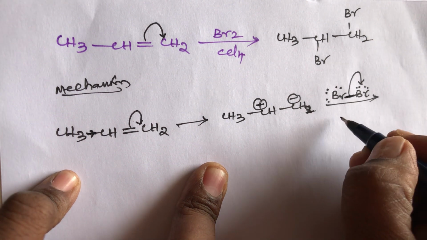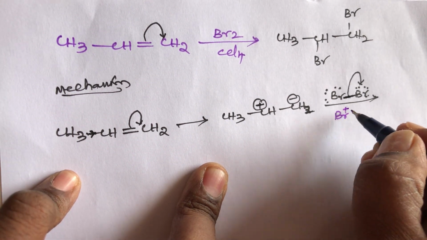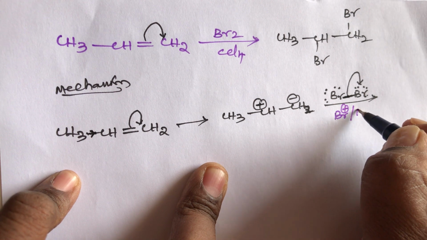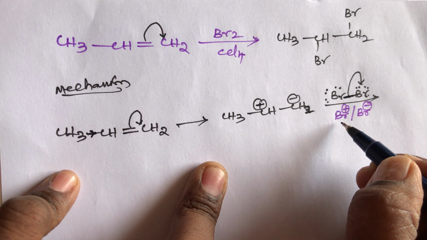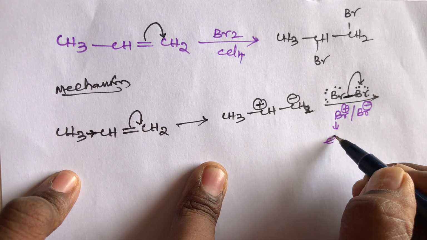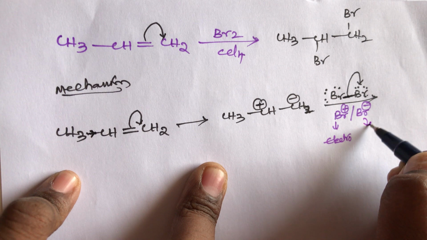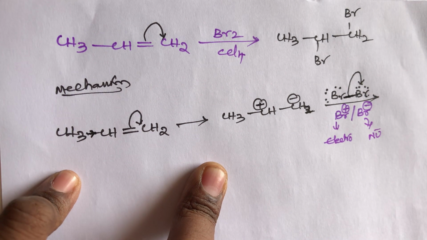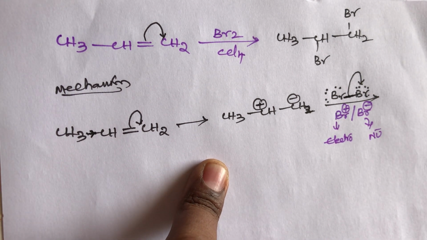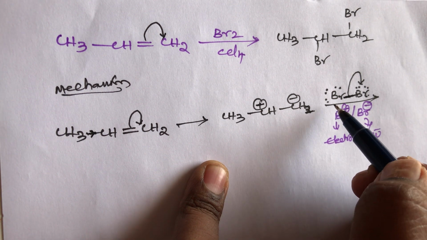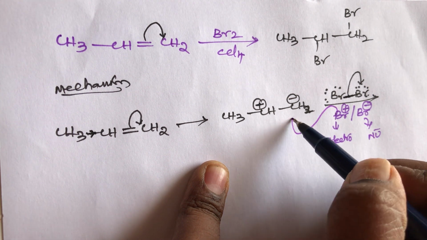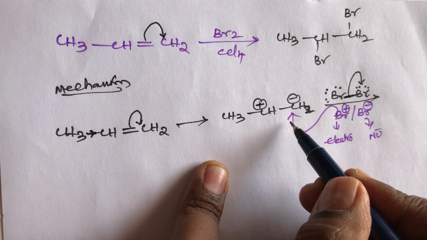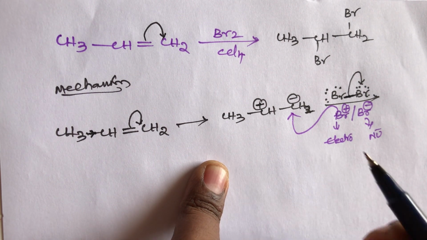We get one bromine with a positive charge, that is the bromonium ion, and the other bromine with a negative charge, that is the bromide ion. This bromonium ion is called the electrophile, and the bromide ion is called the nucleophile. In the first step of an electrophilic addition reaction, the first attacker is the electrophile. This Br plus will always attack the negative charge side.